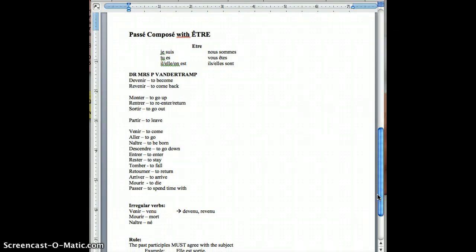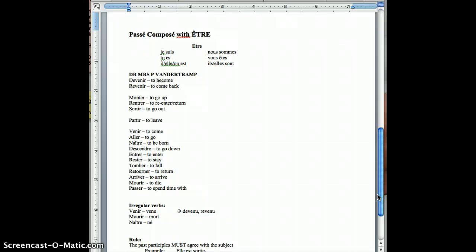So the first thing you need to do is remember how to conjugate être. Je suis, tu es, il est, nous sommes, vous êtes, and ils sont. An easy way to remember which verbs take être is to remember the acronym Dr. and Mrs. P. Vandertramp. There's a song that will help you remember it, and I'm going to sing it now.